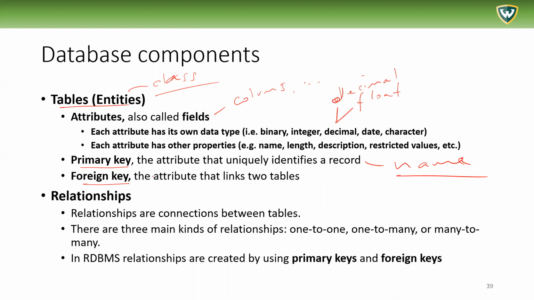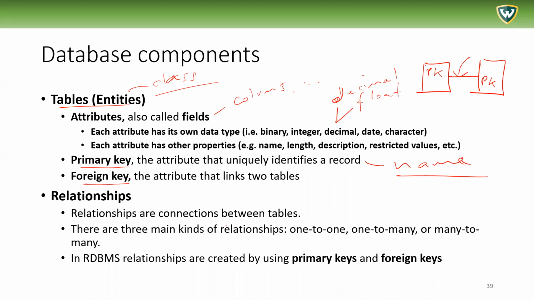The foreign key is the attribute that links two tables. Although we think of tables as linked, when we draw them, we link them with a line. But when we actually implement, what we have to do is take the primary key of one table and put it in another table and repeat it. And that's actually how the linking works. And we're going to show how we're going to apply that so you can actually see how that works.